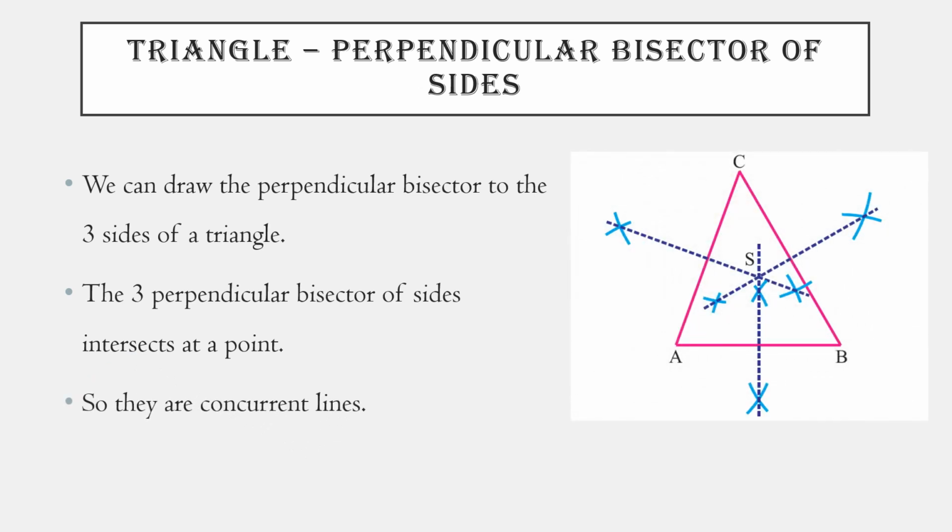You can observe the picture. Here I took triangle ABC, and I drew the perpendicular bisectors of the three sides, AB, BC and CA. You can notice that the three perpendicular bisectors are intersecting at a point. We are representing it with S. So the three perpendicular bisectors of the sides are concurrent lines. And we learned in the last video that the intersecting point is called the point of concurrence.